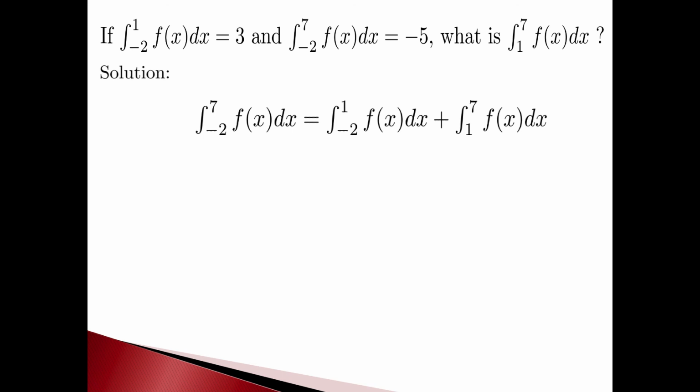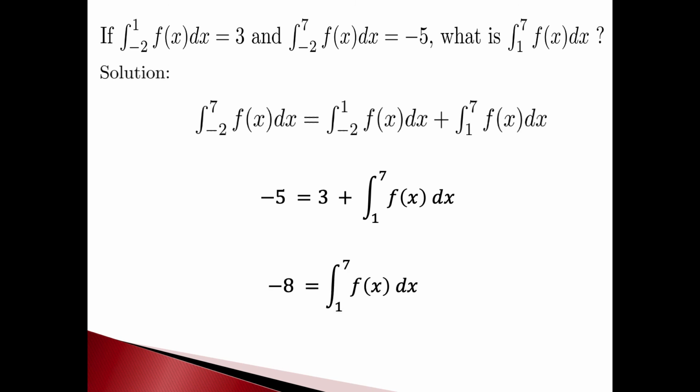It told me that the integral from -2 to 1 was equal to 3, and the integral on the left-hand side of the equal sign from -2 to 7 is negative 5. So there we go, right? I know 2 of the 3 numbers, so just take that extra 3 to the other side. And the integral that I'm asked about, the integral from 1 to 7, that's just negative 8.